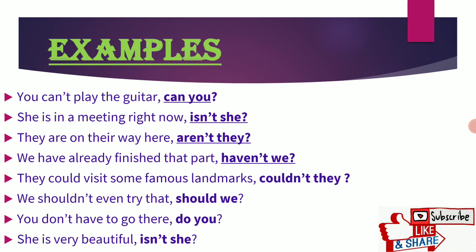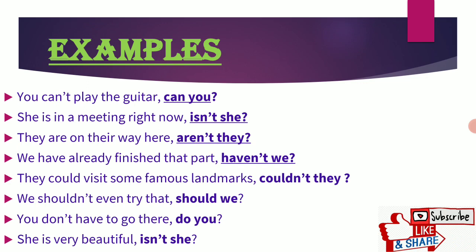We shouldn't even try that. So you can see shouldn't, it is a negative word. Already N apostrophe T, that is a negative N-O-T, has been added to the auxiliary verb. So while making a tag, we will remove the negative word and make it a positive word. So the tag will be, should we? You don't have to go there, do you? She is very beautiful, isn't she?